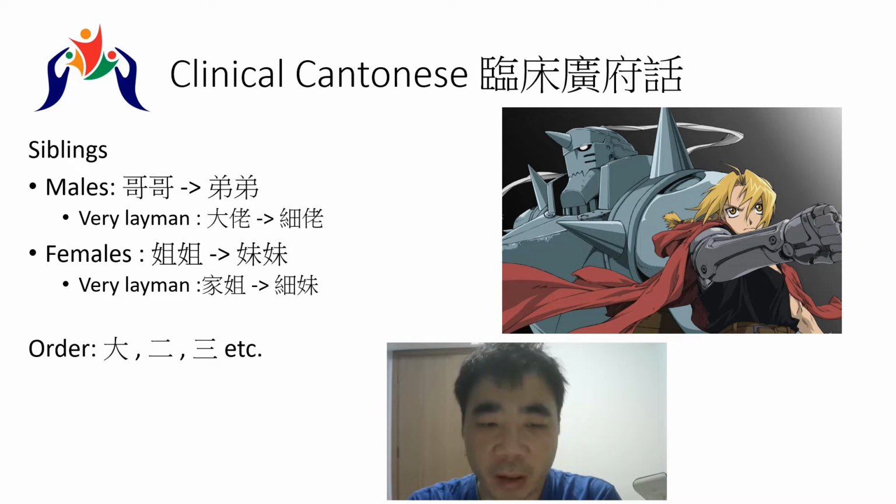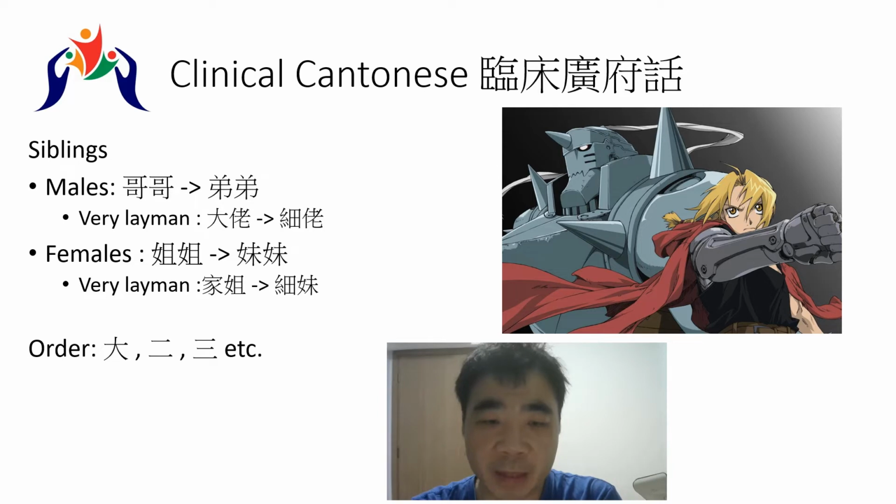Then for the female side, sisters, okay, sibling, we call it elder sisters, 姐姐. Younger sisters, 妹妹. So you think English is very straightforward, just sister, right? Again, we also have layman term for Cantonese. Layman term for Cantonese, we say 家姐. Then the younger one, we call it 細妹.